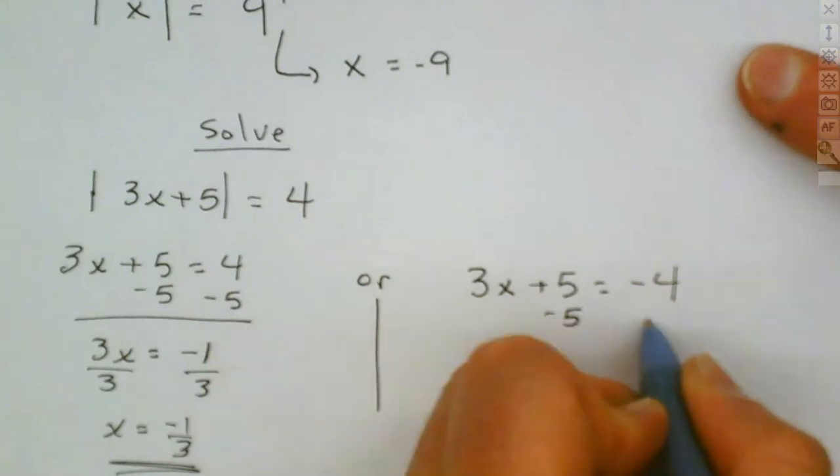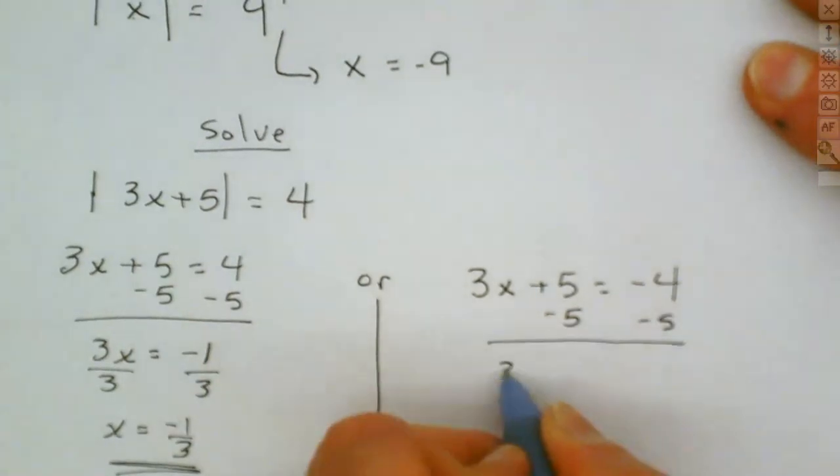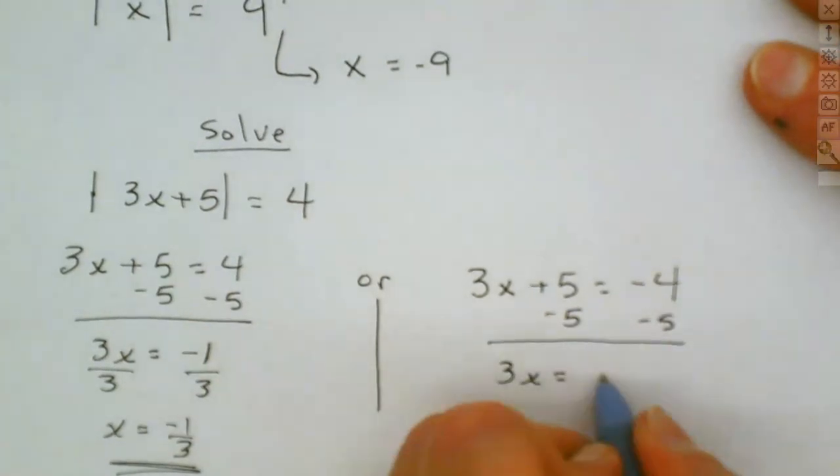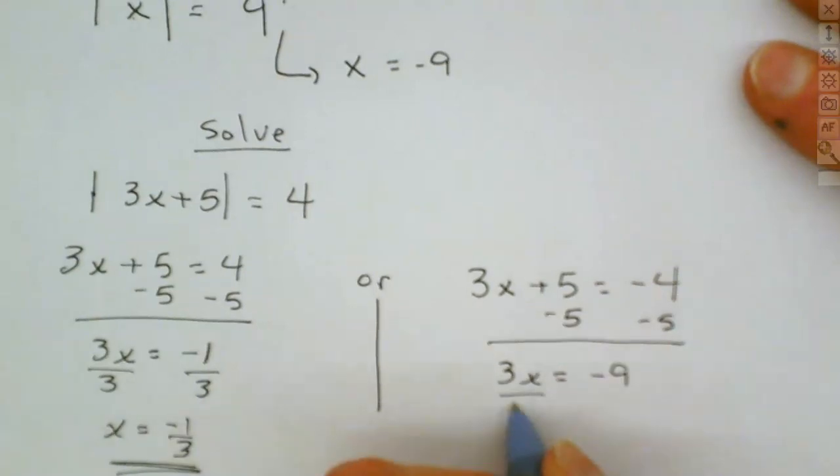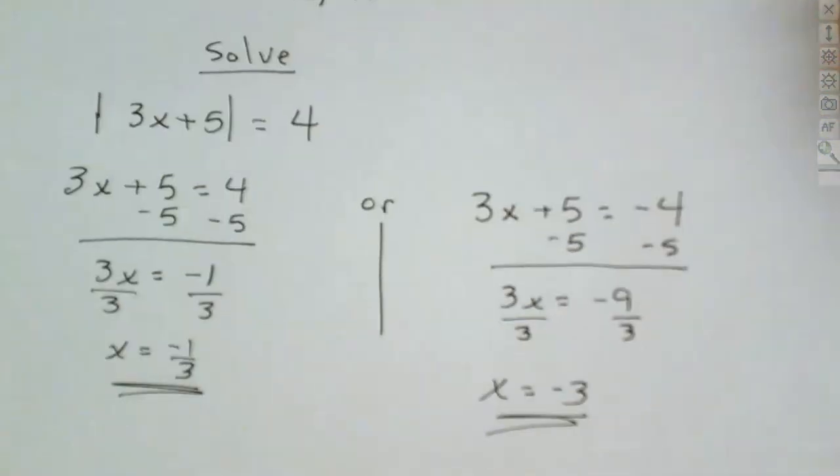Move the 5 over. 3x now equals -9. We'll divide by our 3. And so x now equals -3. So there's your two solutions.